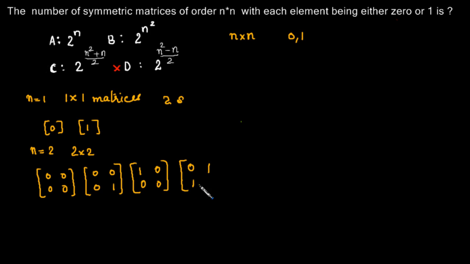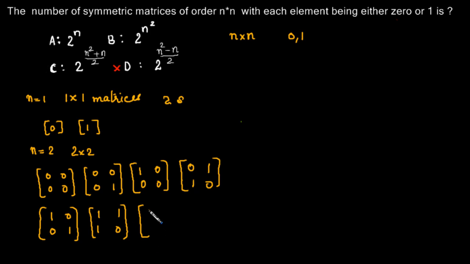0 1 1 0. Then using 2 0, we have one more option. This is also symmetric. Now using 1 0, we have this one, and one more symmetric matrix can be formed using 1 0, and all ones we can have the symmetric matrix. That means for n equal to 2, we have 8 symmetric matrices.